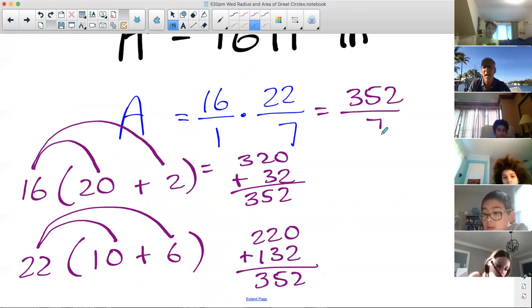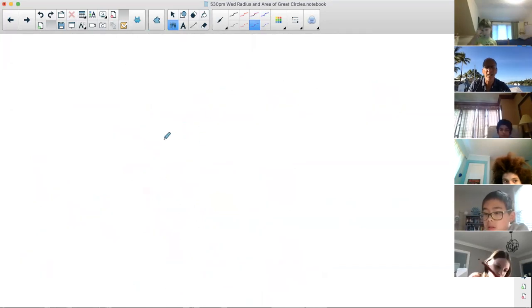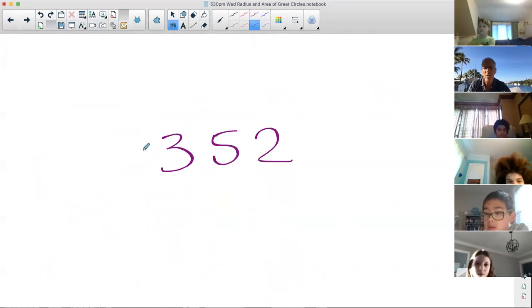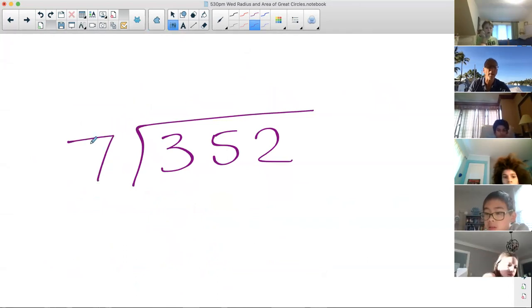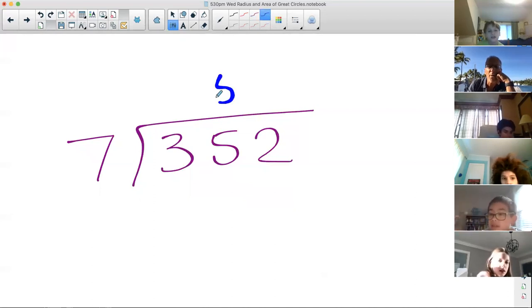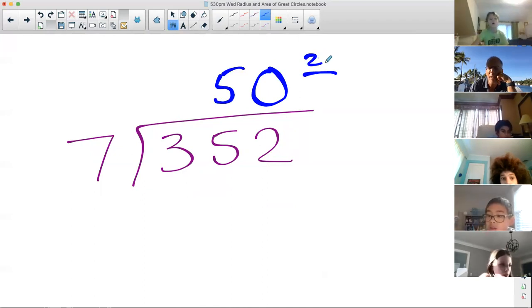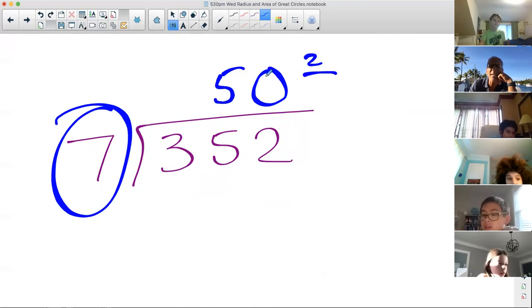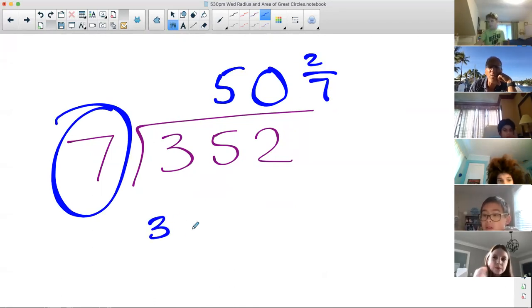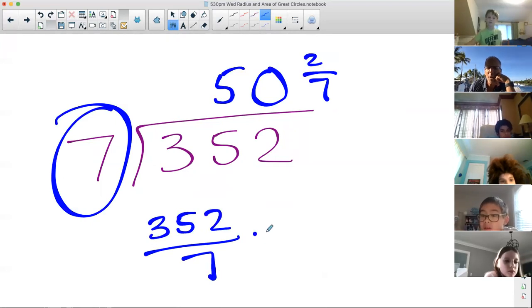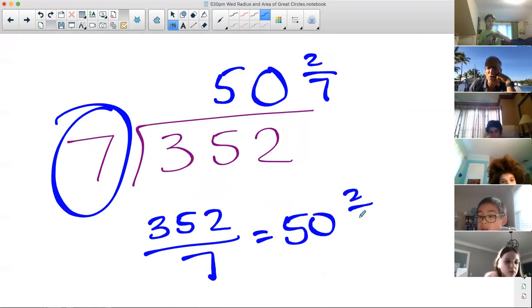7. And now, I want to see 352 divided by 7. Everybody go. 35 divided by 7, say it out loud. 5. 5. 7 into 2. 0. Remainder 2. Wait, 2 what's, everybody? 7. 2 sevenths. Because Adalia, this is 352 sevenths, which is 50 and 2 sevenths left over.